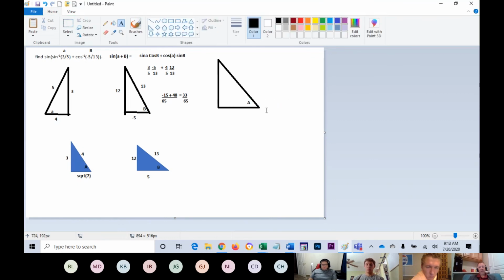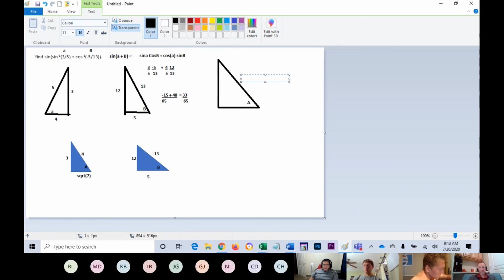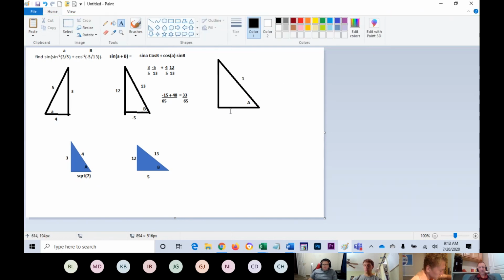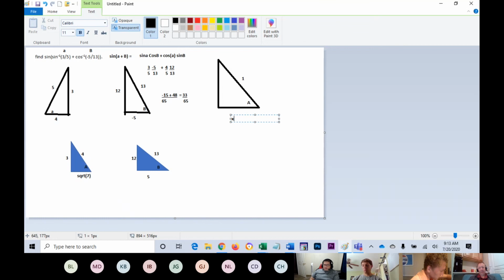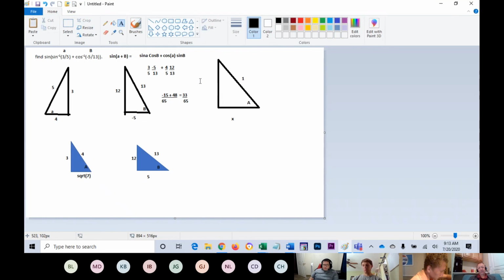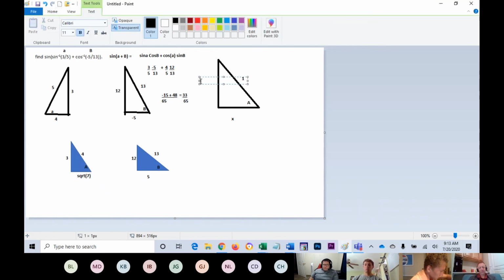Okay, so what would be the cosine of A? So cosine of A, the hypotenuse would be 1, and the adjacent side would be x. So what's this side? That would be the square root of 1 minus x squared. I think it's square root of 1 plus x squared. No, you were right. Yeah, 1 minus x squared, sorry.